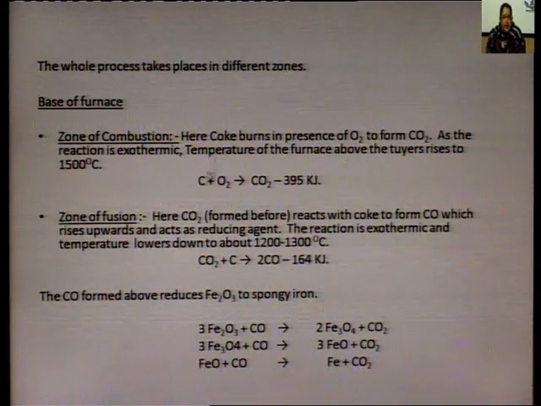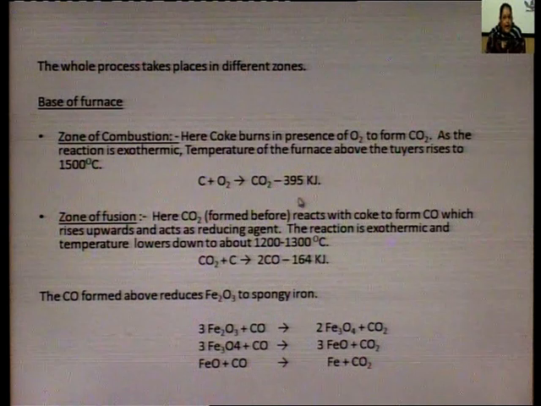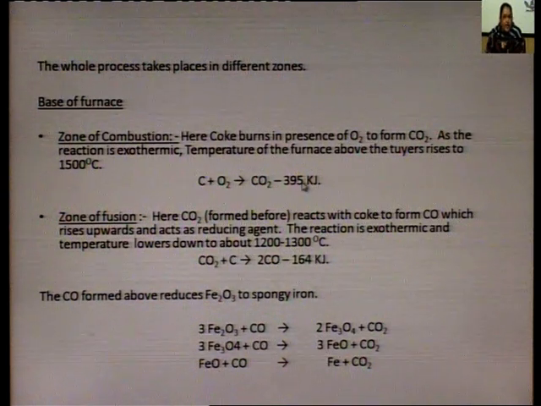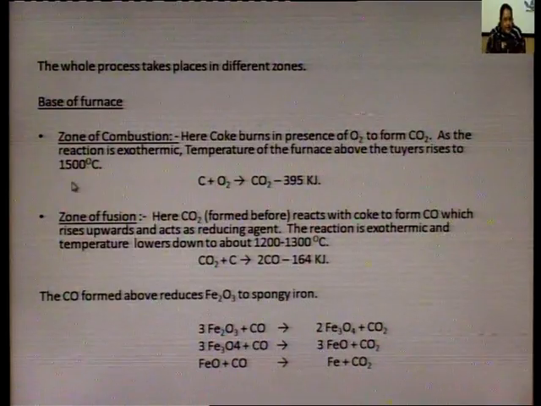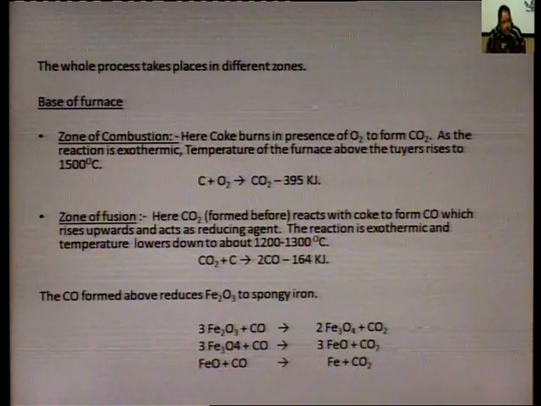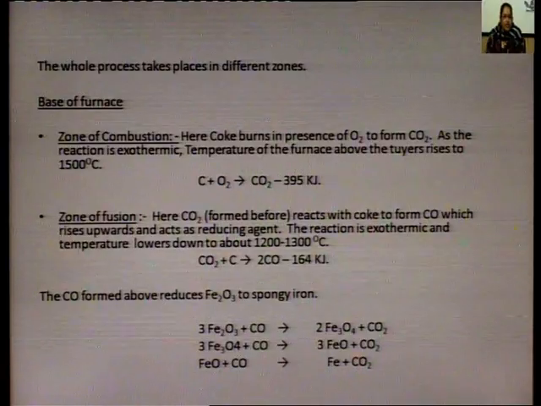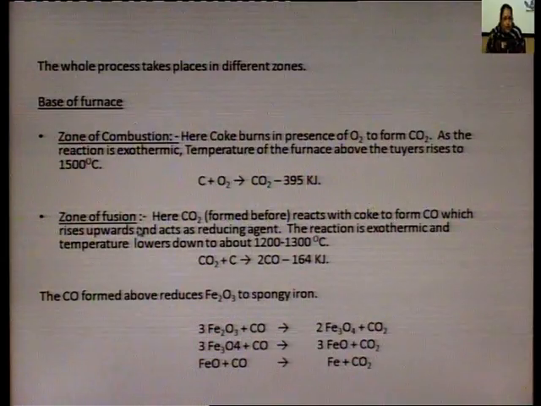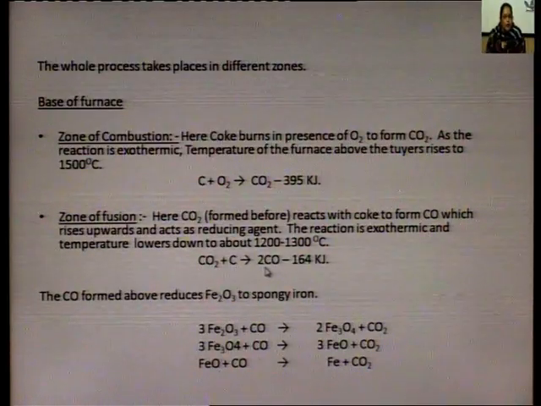So, in the zone of combustion, the coke which we have introduced gets converted to carbon dioxide, and the temperature above the tuyeres rises to 1500 degree centigrade, because the reaction was exothermic in nature. And we know that exothermic reactions are those reactions in which heat is evolved. And in the second zone, the zone of fusion, the carbon dioxide formed in the zone of combustion gets reduced with the coke to carbon monoxide.